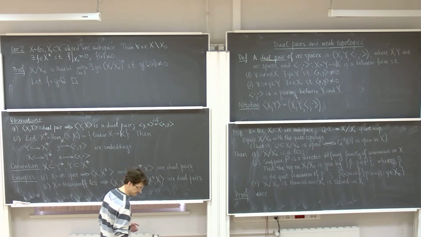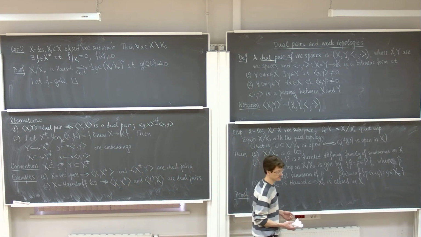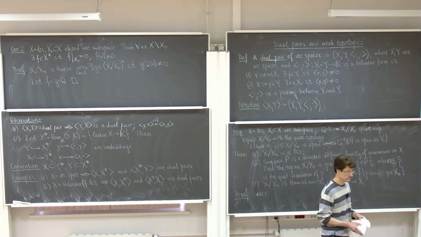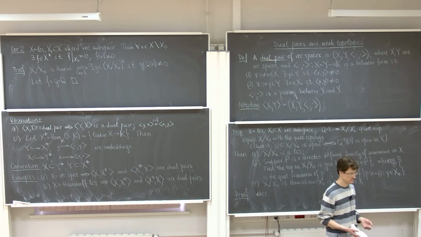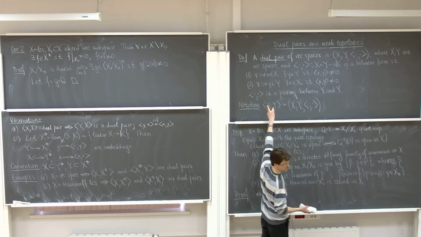Okay. So in case it's not locally convex, then it may happen that X star is just zero. This is not a dual pair. If X star is zero, then one of these three axioms, 1 and 2, fails.